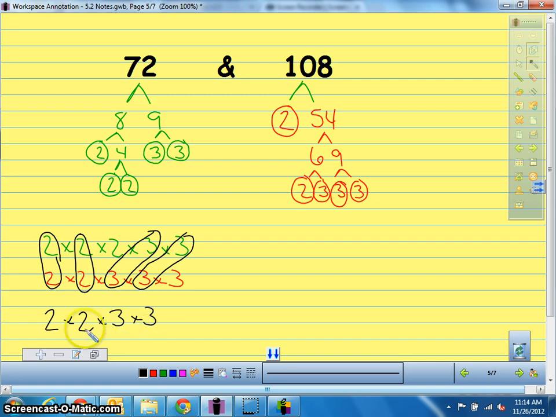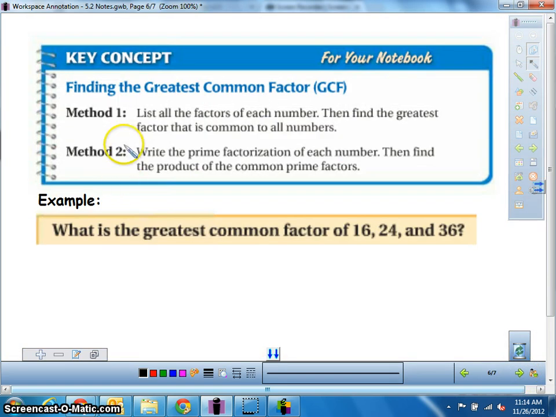So now I need to take 2 times 2 times 3 times 3. Well, let's figure it out. 2 times 2 is 4. 4 times 3 is 12. 12 times 3 is 36. 36 is the greatest common factor, the GCF of 72 and 108. Good job. So again, here's our key concept.